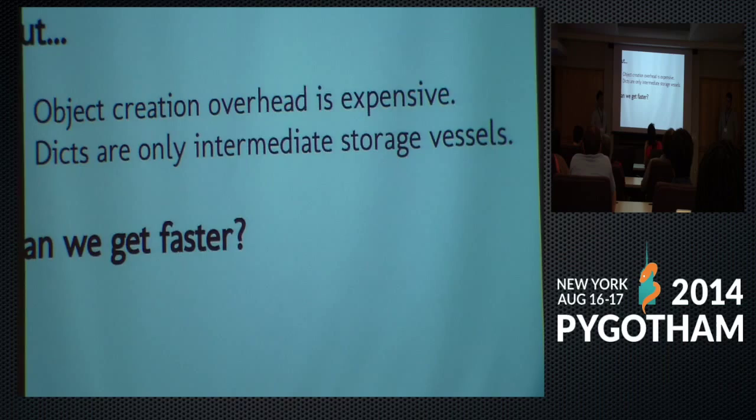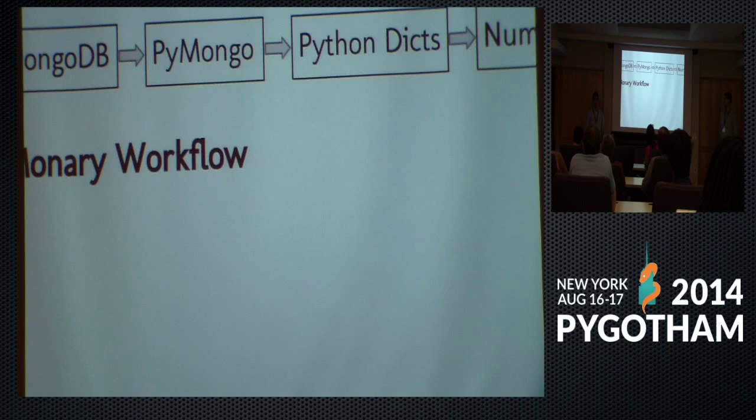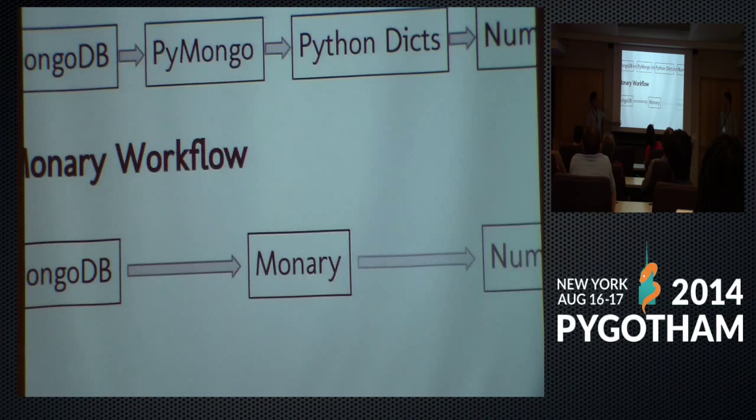So enter Monary. This is our project that we've been working on over the summer. It's open source and it's been a bunch of fun. So basically, instead of this PyMongo workflow, the Monary workflow looks something like this. You have your data in MongoDB. You make a connection with Monary, and it loads your data straight into NumPy. So it just simply removes the intermediate dict representation.